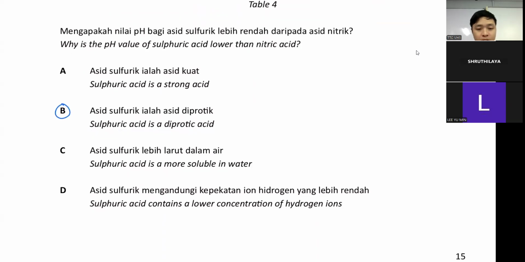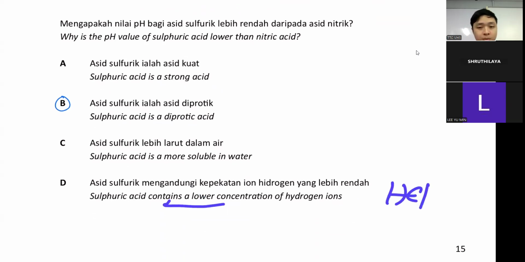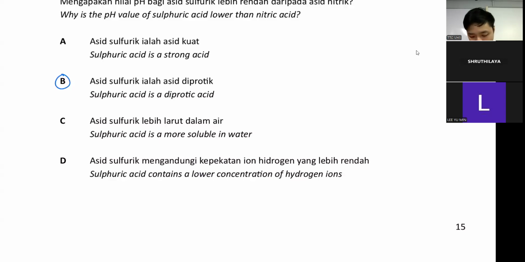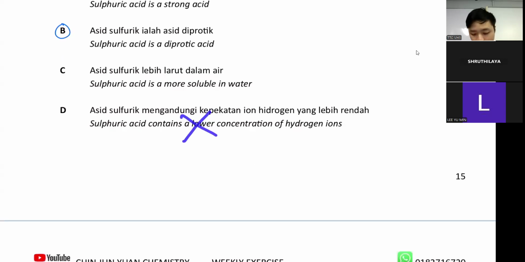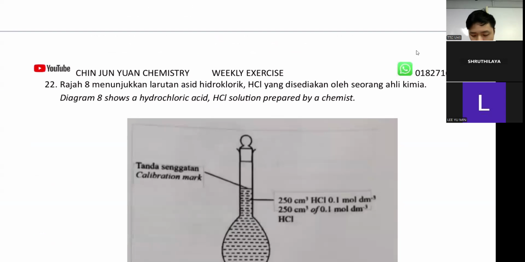Okay, the others you need to see already. Lower concentration, wrong. Okay, double the concentration of HCl is correct. Twice the concentration of HCl. Twice more than HCl. Not lower, it's higher. Okay, lower is wrong.